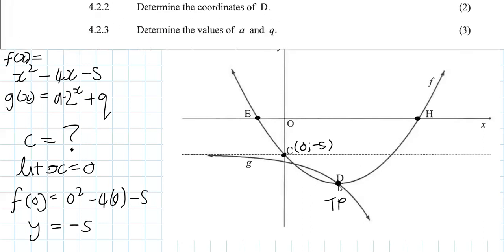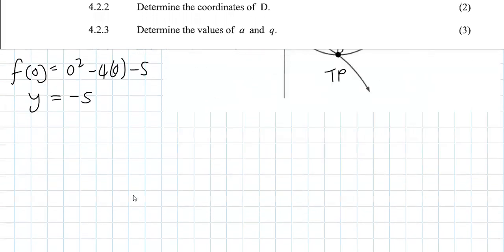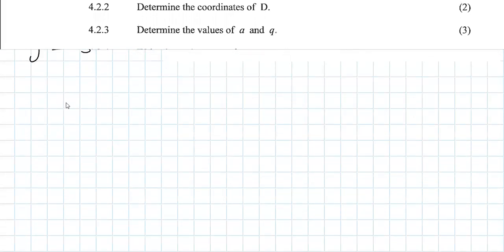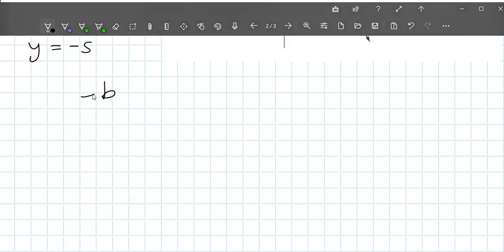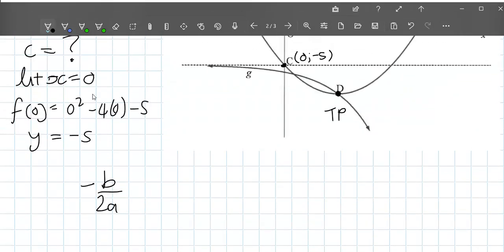Determine the coordinates of D. So now it wants the full coordinates of D. D is the turning point of f. F is a parabola, it's a quadratic function. So from standard form, you can use minus b over 2a in order to find the x of the turning point, the x.